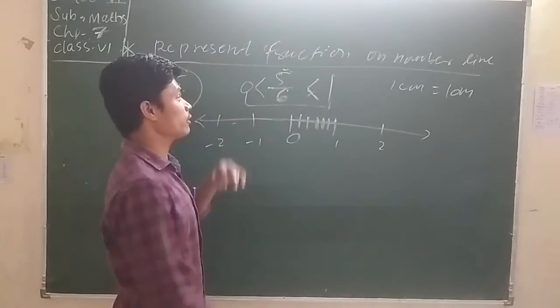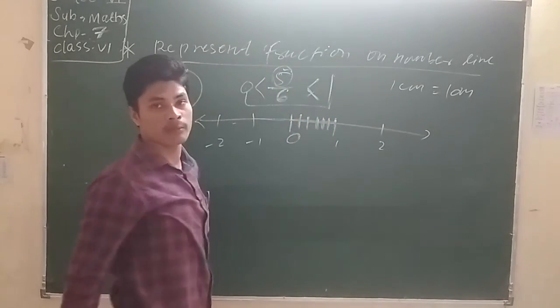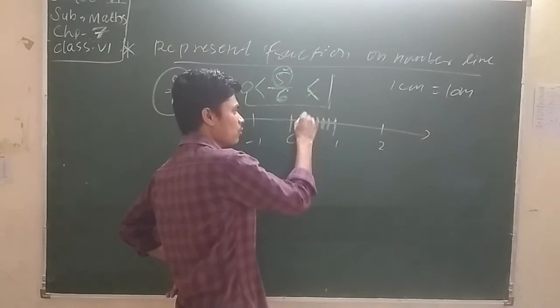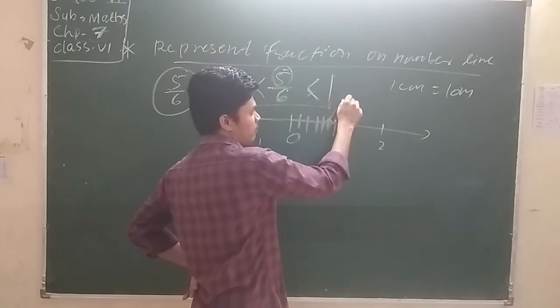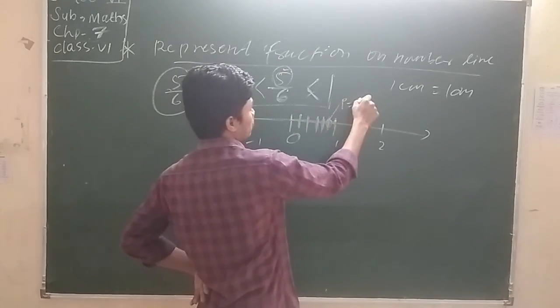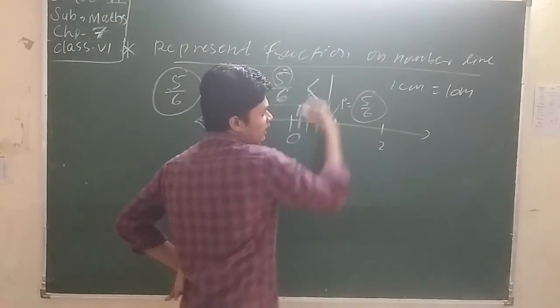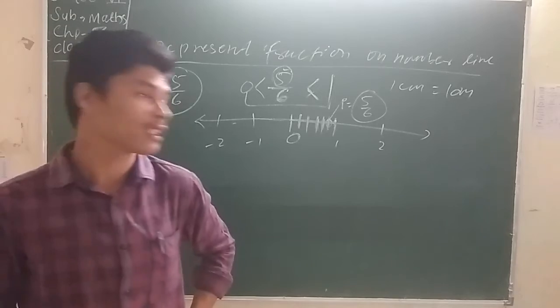The numerator is 5. How many parts are there? 1 part, 2 part, 3 part, 4 part, 5 part. Here we denote it by P. We can represent P equal to 5 by 6. Easily we represent. Have you clearly understood how to represent on number lines?